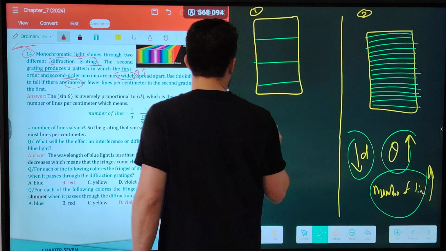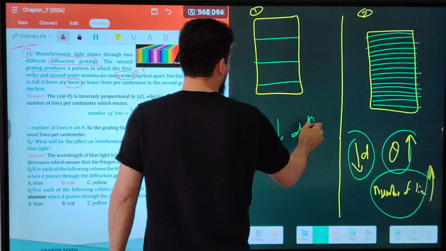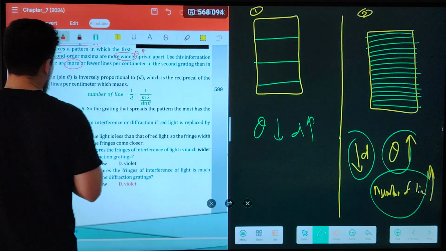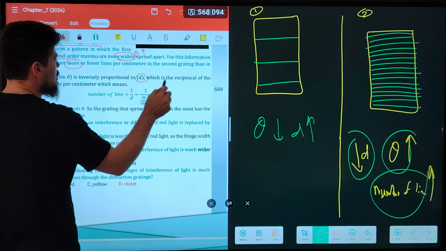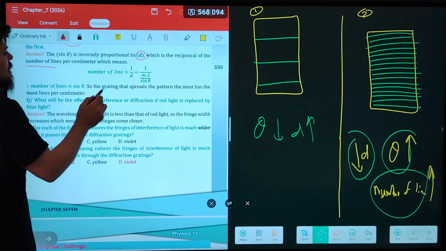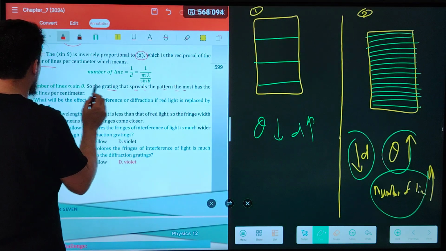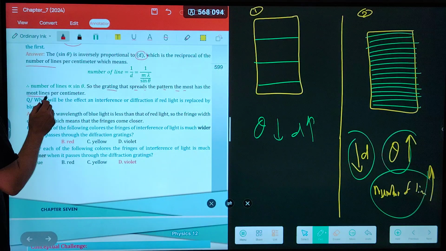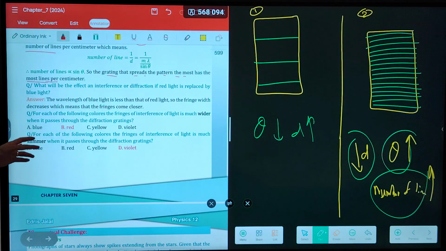But as theta decreases, D increases and the number of lines also decreases. The sine theta is inversely proportional to D, which is the reciprocal of the number of lines per centimeter. So the answer: the grating that spreads the pattern the most has the most lines, or more lines per centimeter.